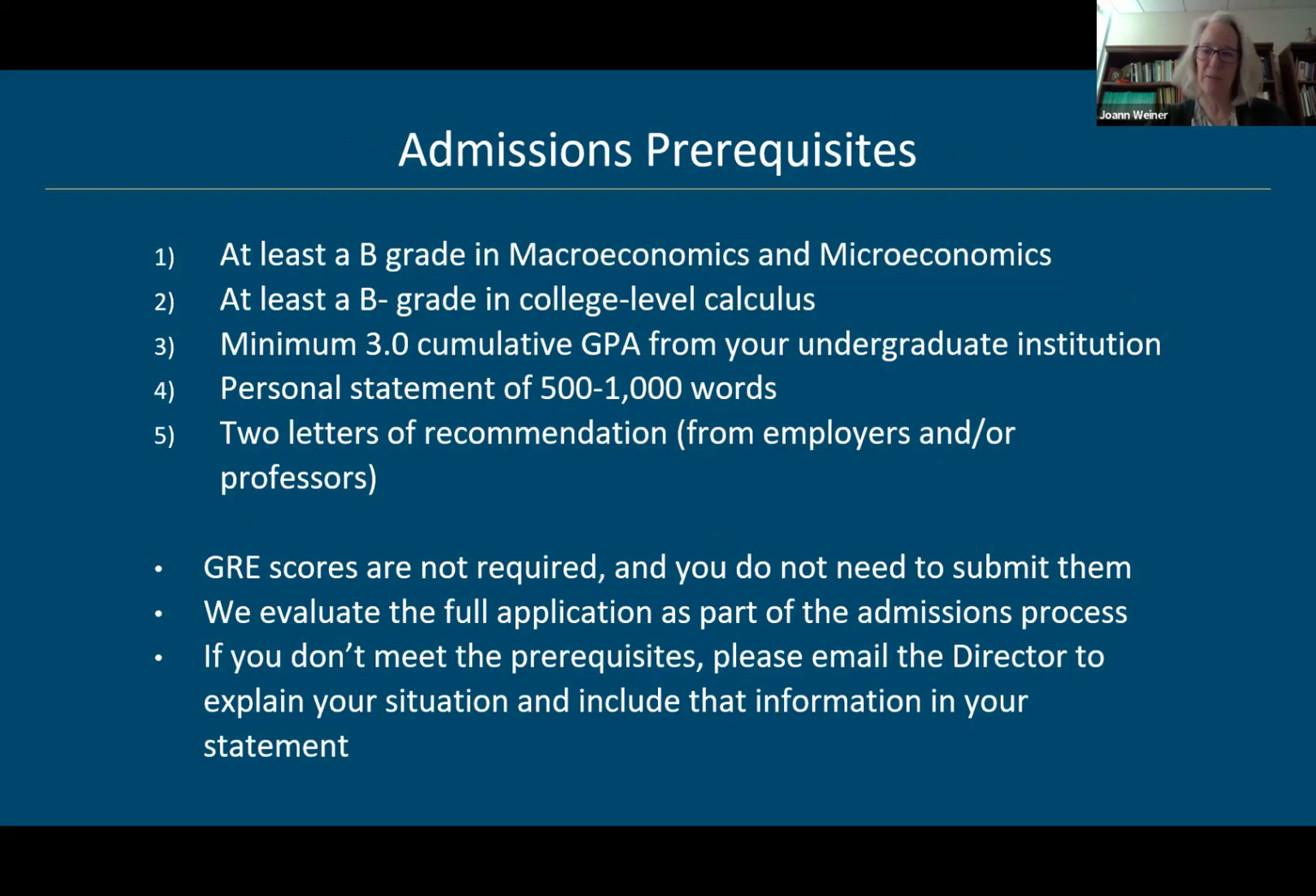General prerequisites are at least a B grade in macro and microeconomics, at least a B- grade in college-level calculus, and a minimum 3.0 cumulative GPA from your undergraduate institution. You must hold a bachelor's degree to come here for graduate studies. You also need a personal statement of 500 to 1,000 words and 2 letters of recommendation. Those letters can be from an employer and/or from professors. If you are still an undergraduate, probably your letters will come from a professor. If you've been working for several years, it's likely that your letters are going to come from someone you've been working with, one of your employers.